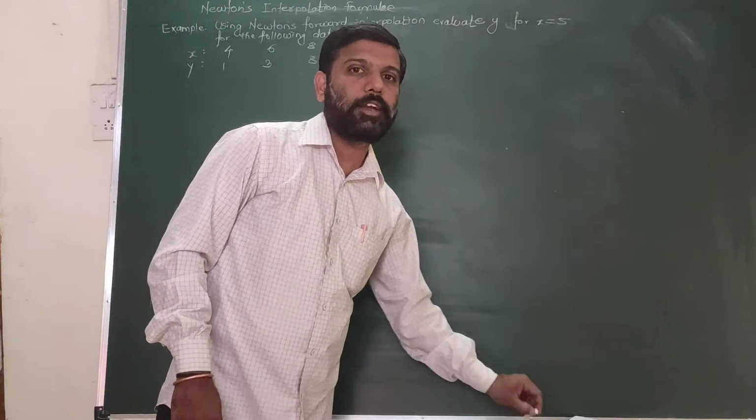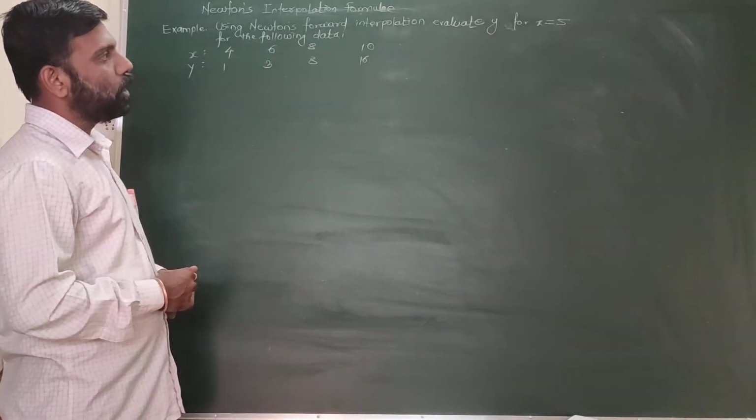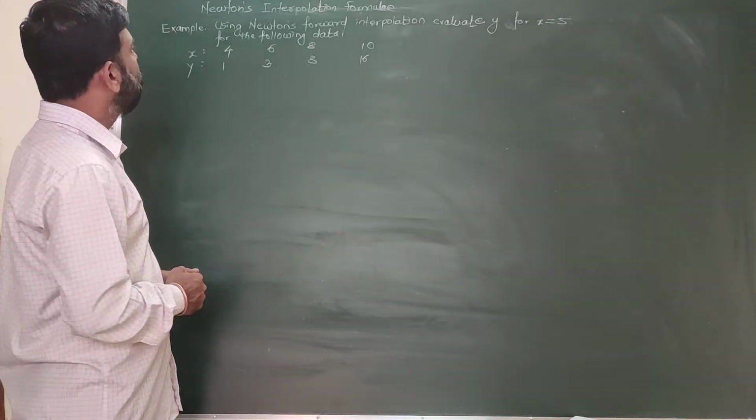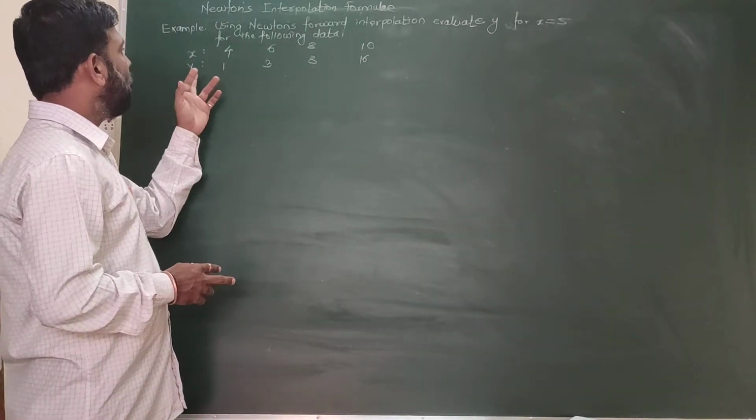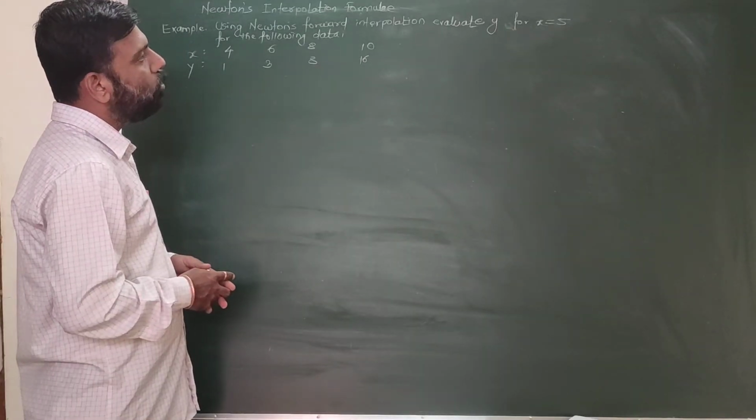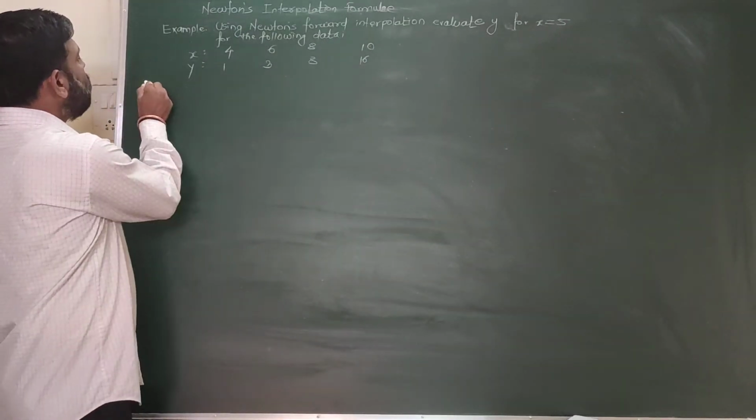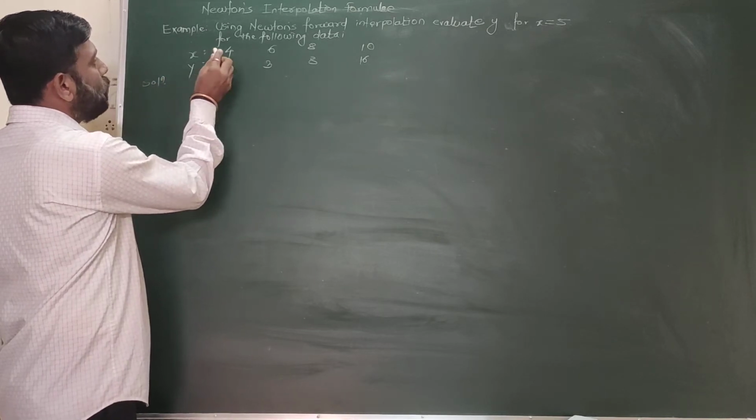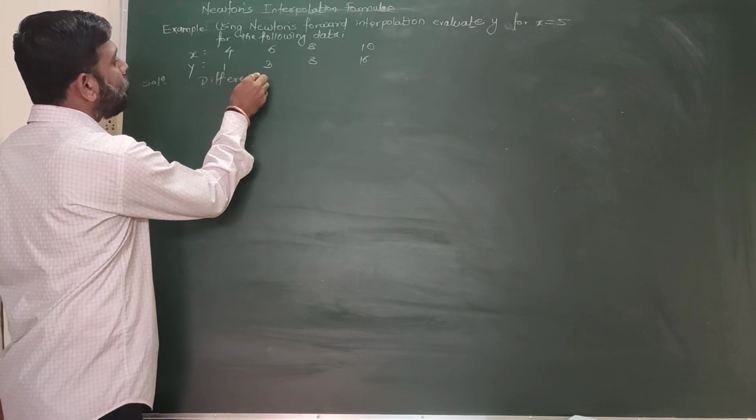Hello friends, now here we have taken one example. Using Newton's forward interpolation, evaluate the value of y for x equals 5 for the following data. So this x row and this value of y are already given to us. Now we have to find out the value of y at x equals 5. Initially, in the starting solution of this example, we have to start with the difference table.